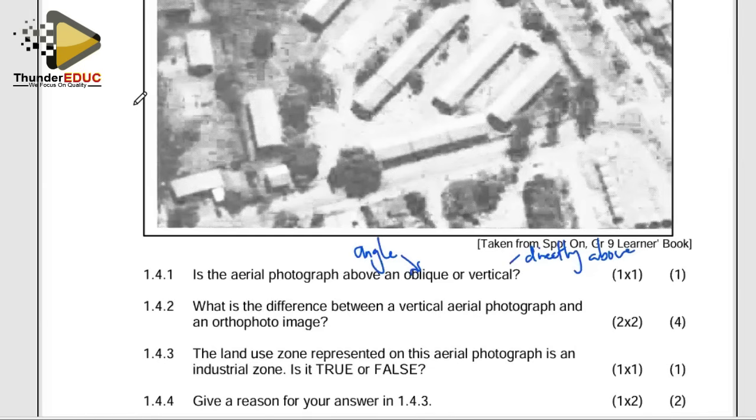So if you check those buildings, we cannot see the walls of those buildings. We can only see the roofs. So it gives us a clue that it's a vertical. That is a vertical because we can't see the walls of the buildings. We can only see the rooftops of those buildings. Right. What is the difference between a vertical aerial photograph and an orthophoto image?